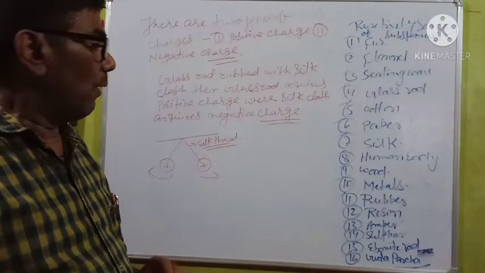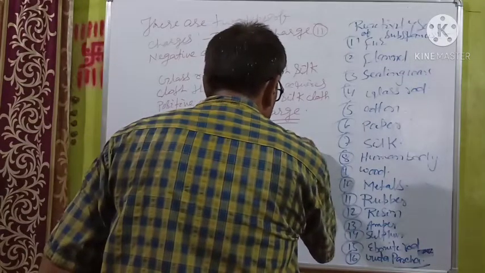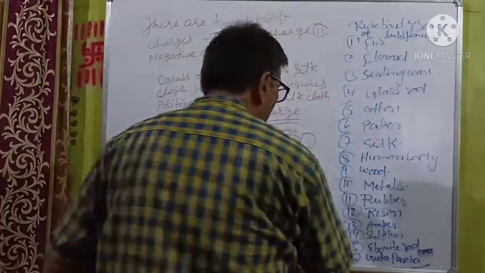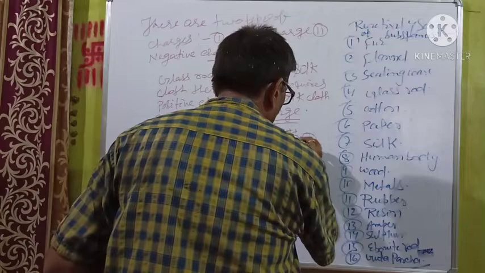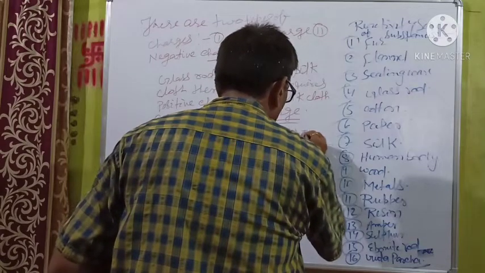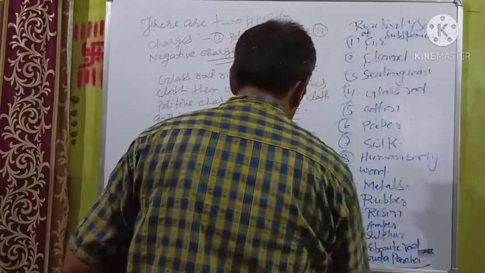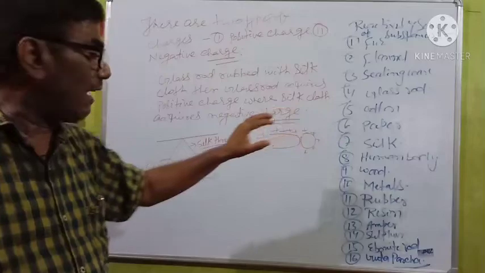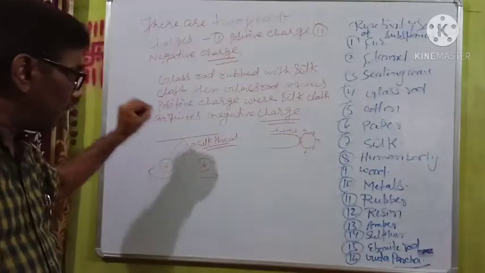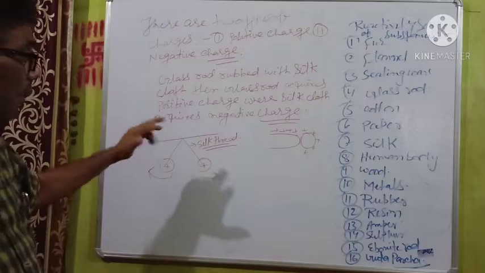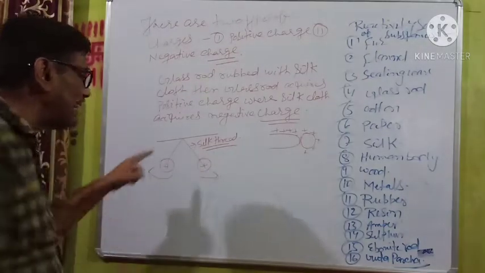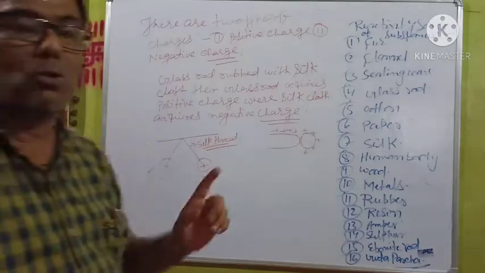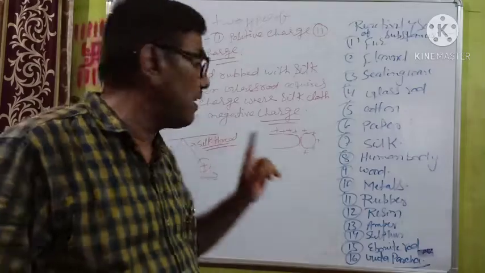Then we take this positively charged glass rod and touch the pith balls to it, and they acquire the positive charge. So two pith balls are charged from the glass rod, and when both are hung near each other on the support, they repel each other. It shows that similar charges repel each other.